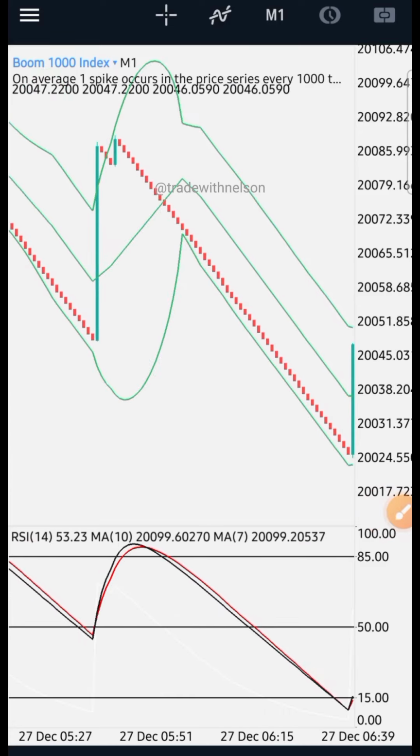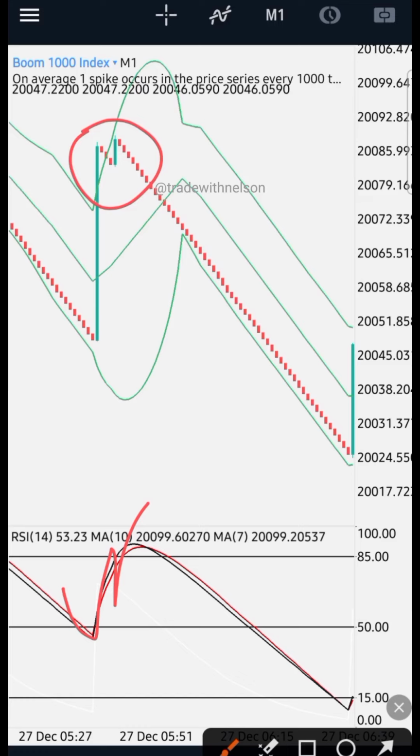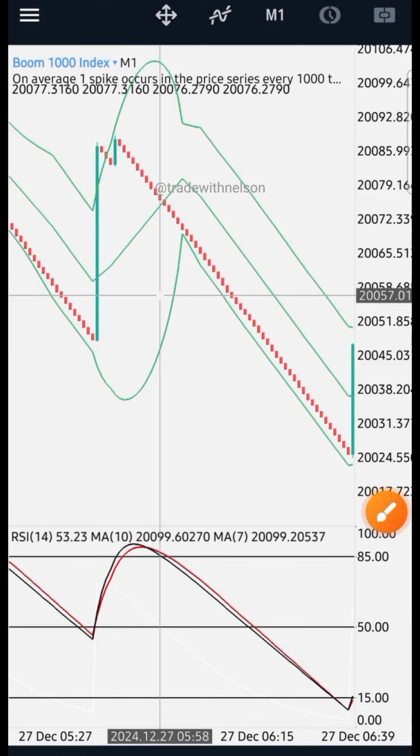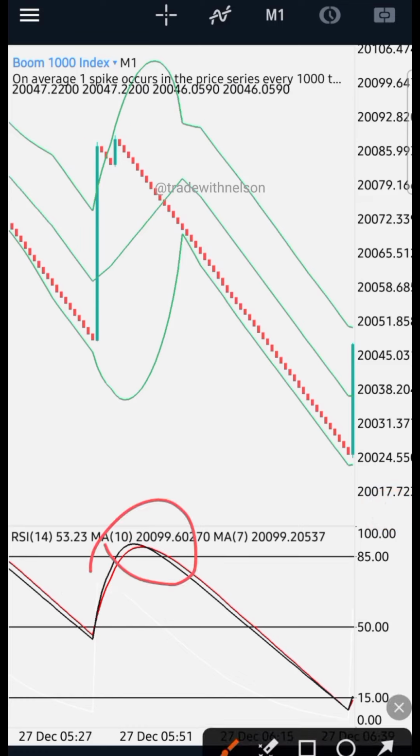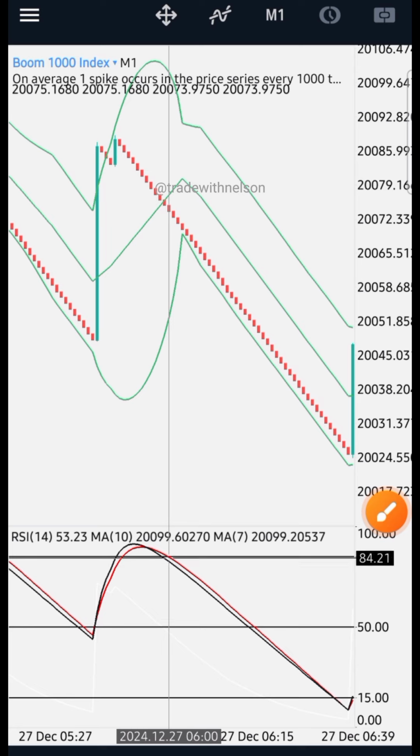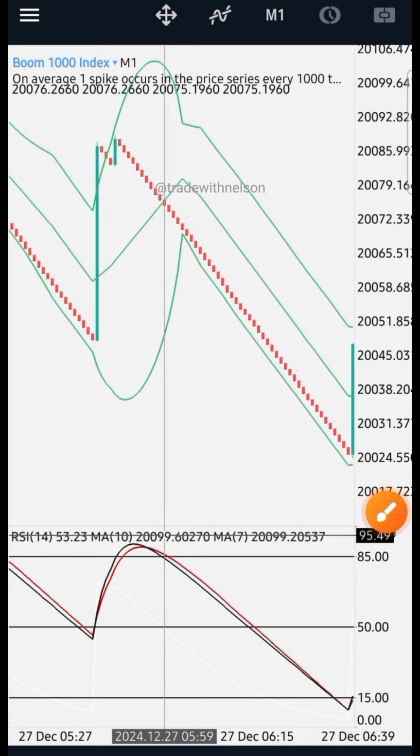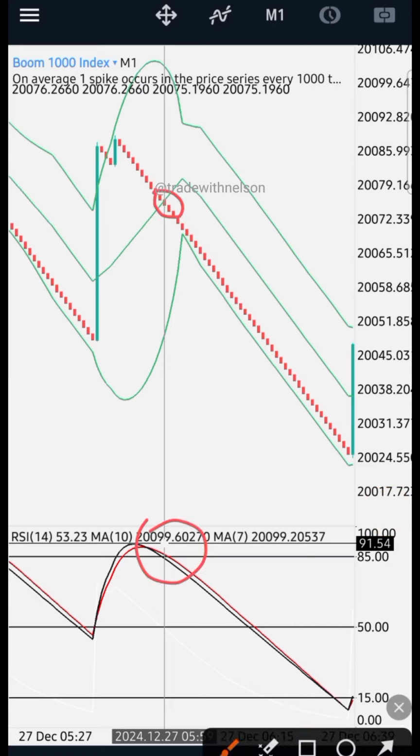This is another nice example over here. As you can see, the market spikes to the upside and touches the upper band of the Bollinger Band, then we wait patiently and come to our RSI, then we wait until we see a cross of the 7 EMA and the 10 EMA. As you can see over here, the crossing is visible at this point, and if you look carefully, it has already crossed the middle band of the Bollinger Band, which is telling us that our trade is now a low risk trade.